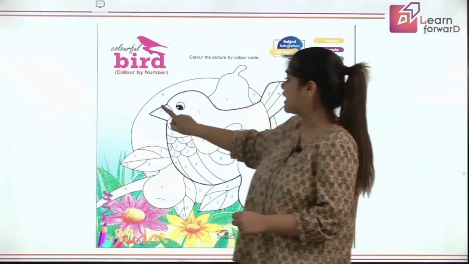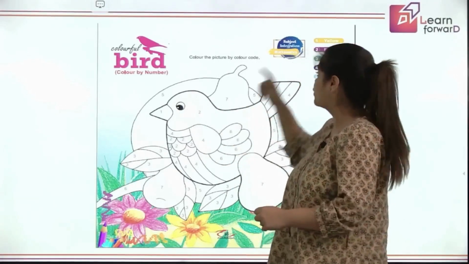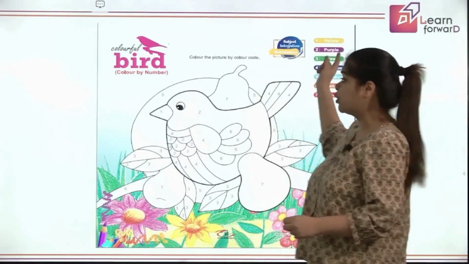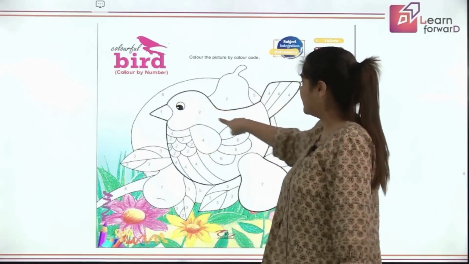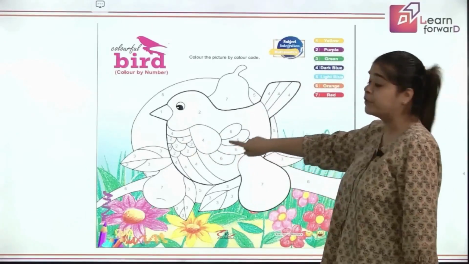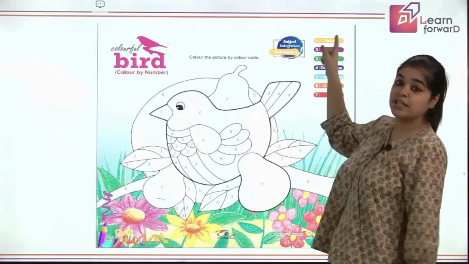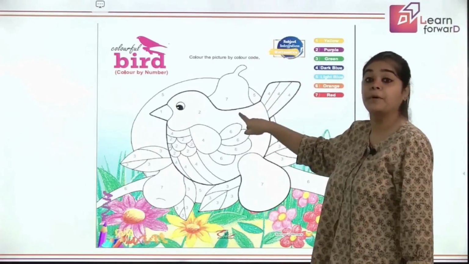So for example, in the beak here, we have number 1. So in number 1, which color is given? It is yellow. So we will be filling yellow color here. Then number 2, this area is number 2, and also this area. So what is the color in number 2? Number 2 is associated with the color purple. So you will be filling purple color here.